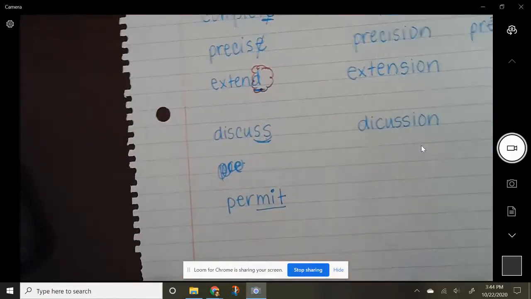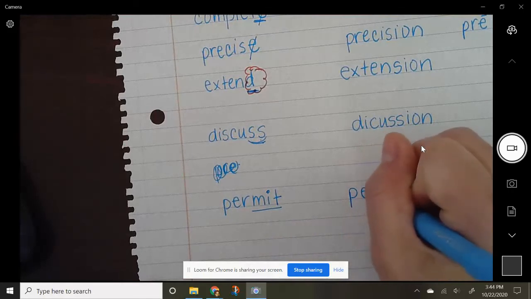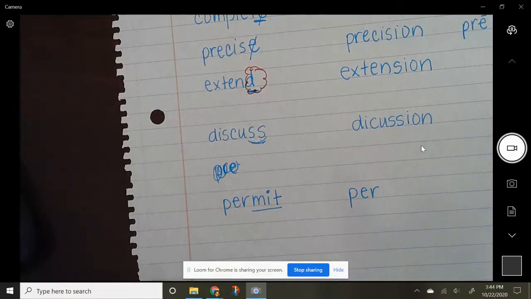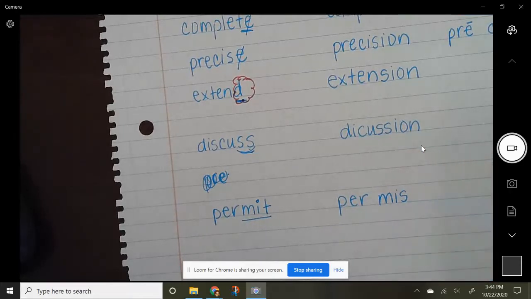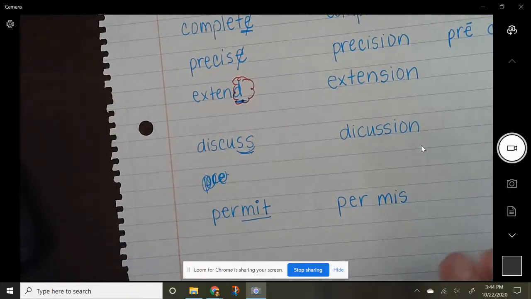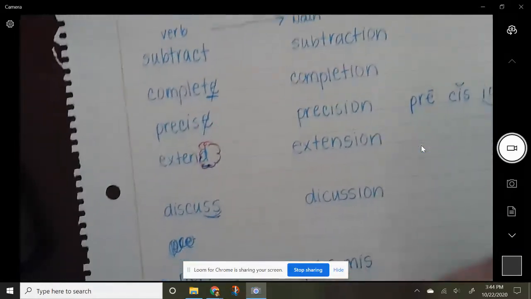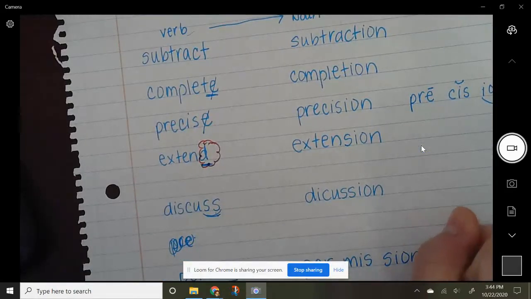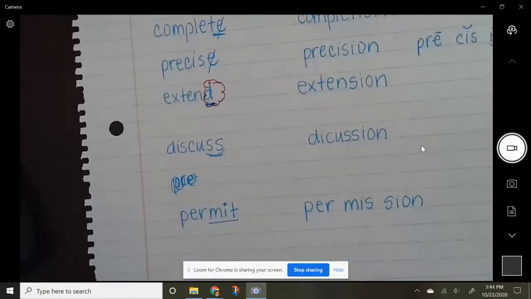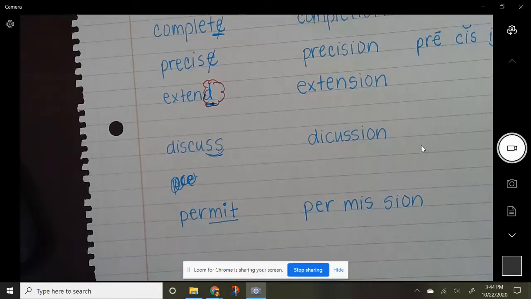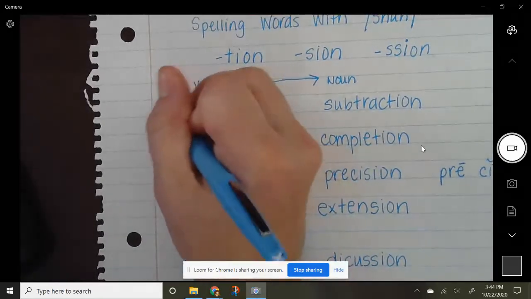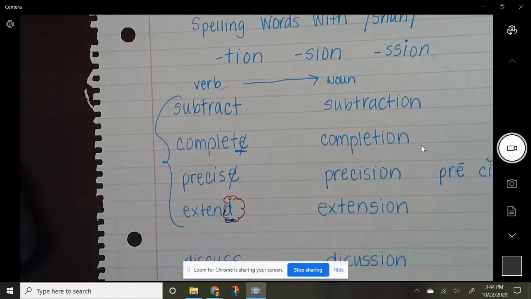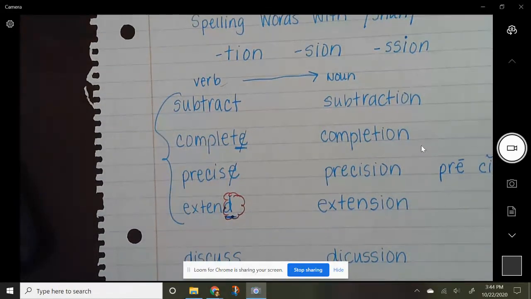Unfortunately, for this one, if it ends in a mit, you actually change it to MIS, permiss, and then you use SION. Permission. I know that one's really hard. But the ones we're probably going to be using the most in 5th grade are going to be those. So I hope this video helps. If you need further help, please let me or your teacher know.